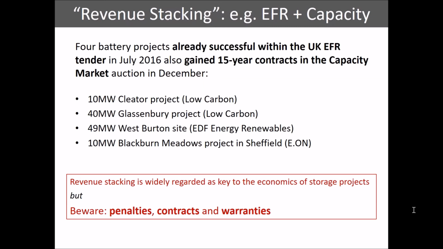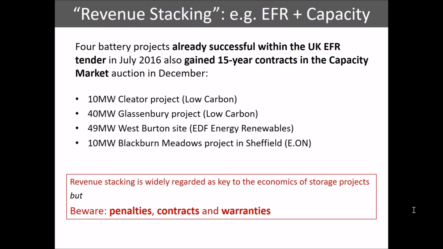So this is just some examples. The UK had an enhanced frequency response auction in the summer of last year, and battery projects were very successful in that. And this is just making the point that 4 projects that already had contracts to provide frequency response also then gained contracts to provide capacity. So the capacity market auction is not about that short-term fluctuation. This is more about at peak times having capacity in the system to avoid using peaking power plants. So there are some projects that have won contracts in 2 places.